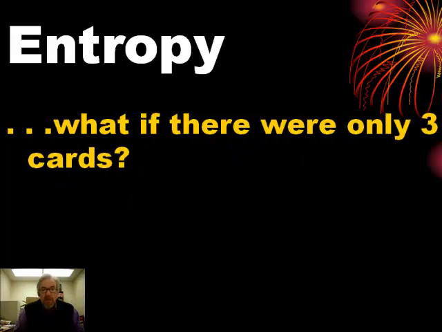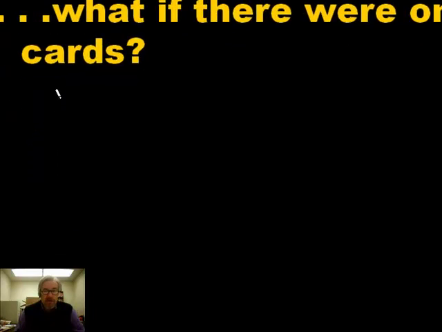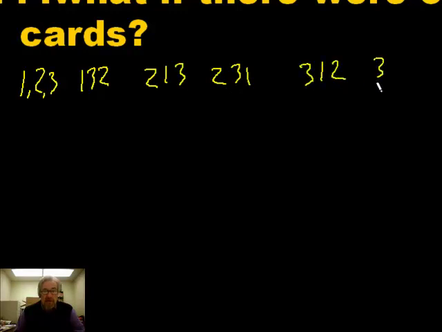Well, let's sneak up on this by thinking about what if there were only 3 cards? If there were only 3 cards, these are the possible ways they could be organized. You could have card 1, then 2, and then 3. That's one possibility. You could have 1, 3, 2. That would be another possibility. You could start with 2 and then have 1, 3, and 2, 3, 1. And you could start with 3 and then have 1, 2, or 2, 1. So it turns out that you would have a 1 in 6 chance of having an ordered deck. There are 6 possible ways to have it organized, and 1, 2, 3 is the ordered one.